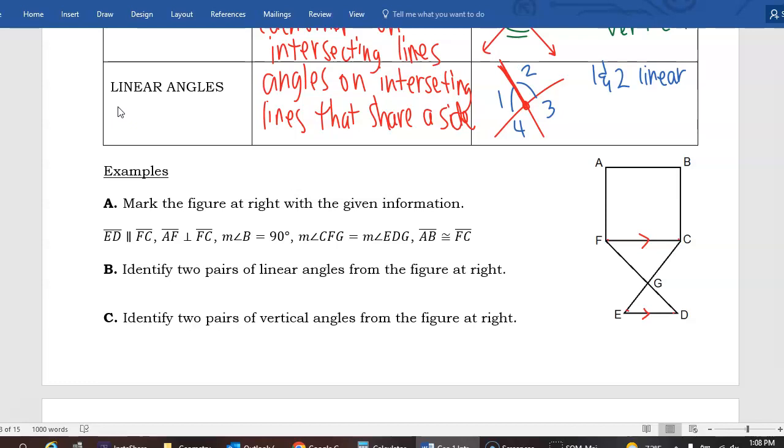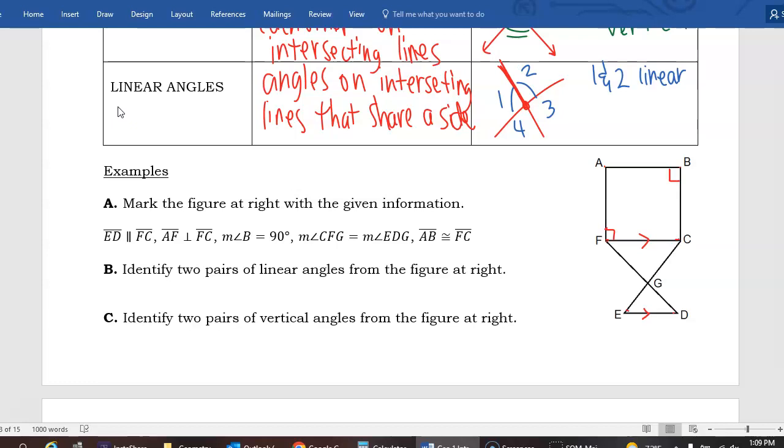We have AF perpendicular to FC. To mark two lines as perpendicular, I'm going to add this little square in the corner showing that we have a 90 degree. Measure of angle B equals 90 degrees. Angle B with a single letter as the vertex. Give him a little square in the corner to show that he is 90.